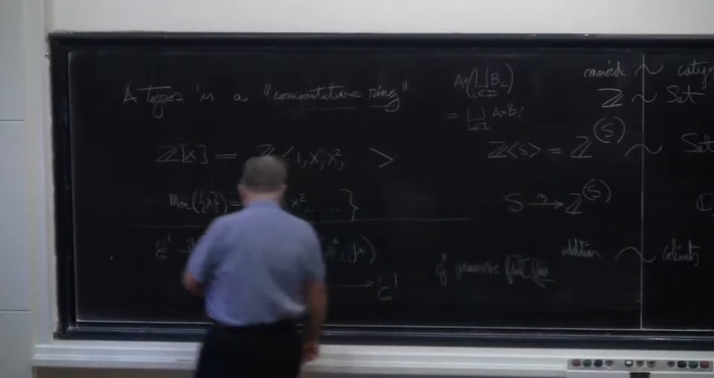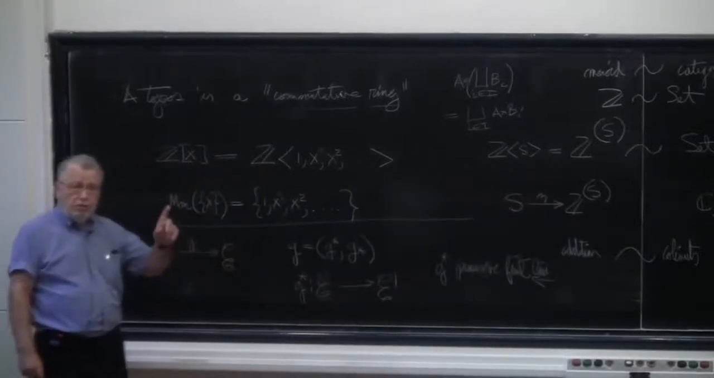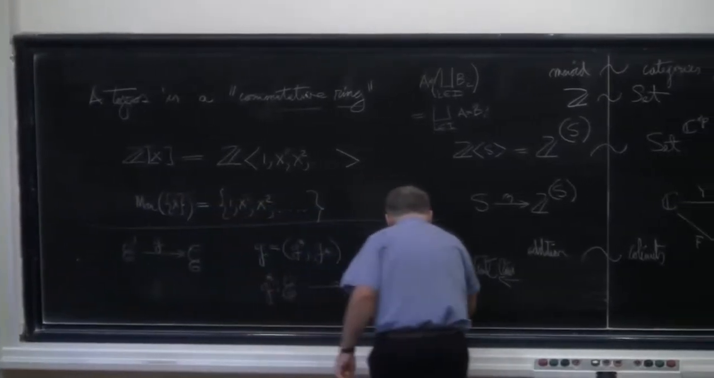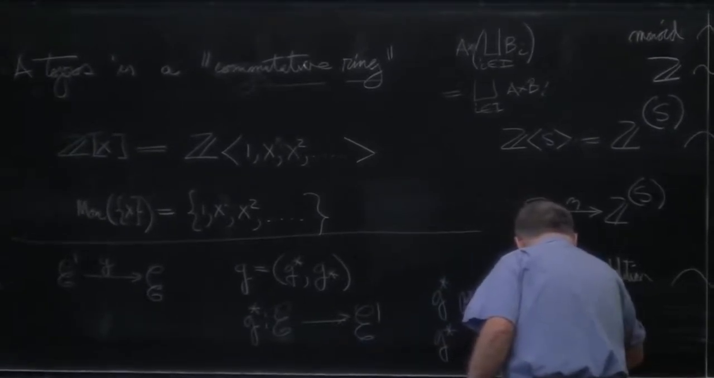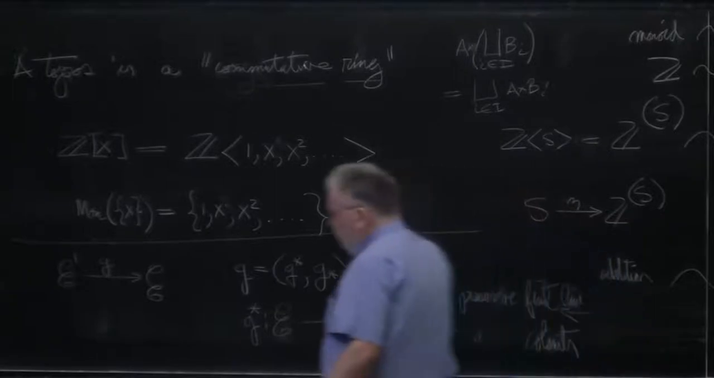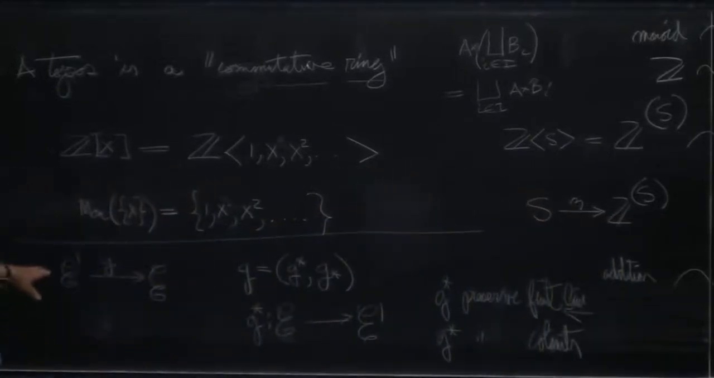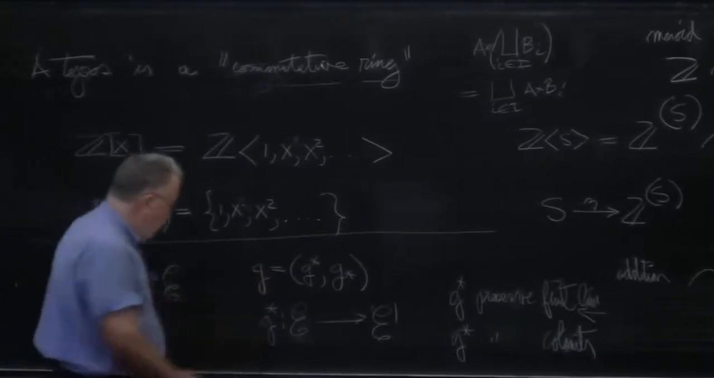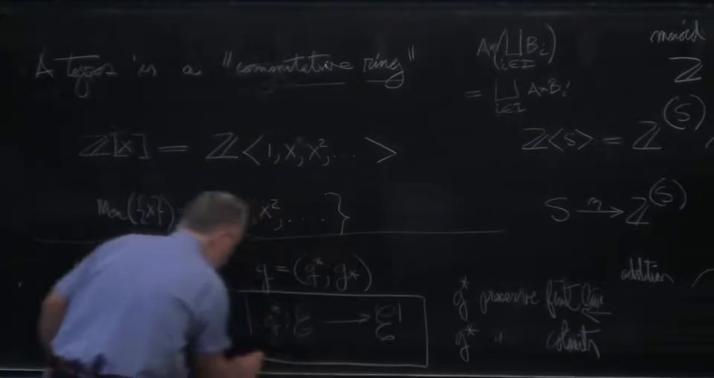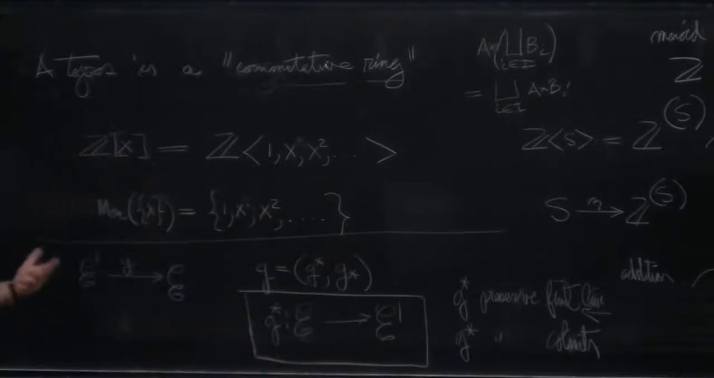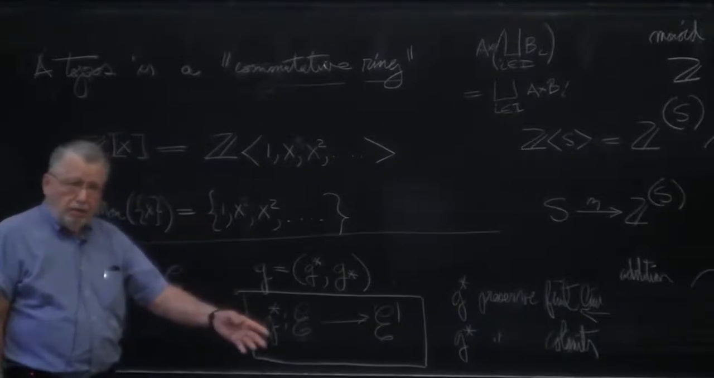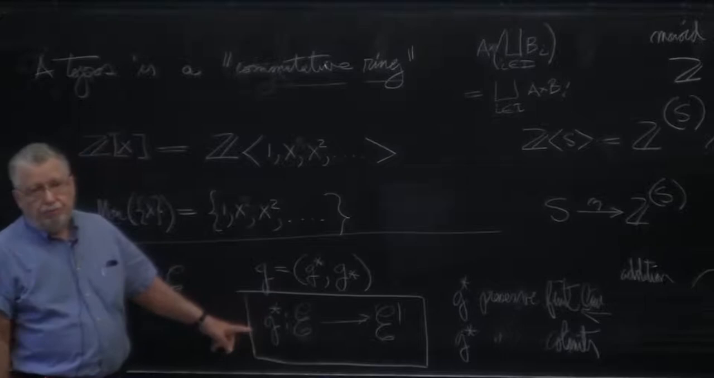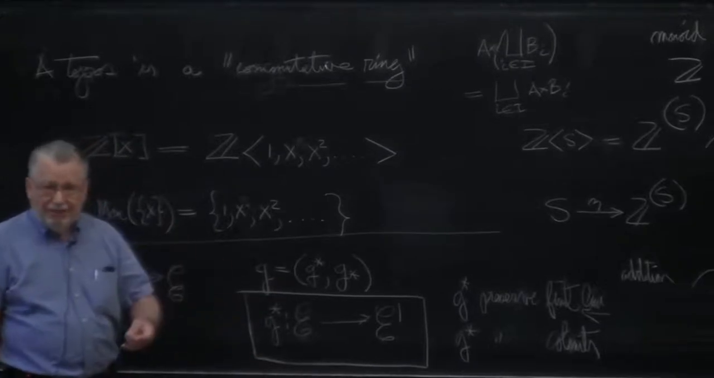It's absolutely essential that G upper star should preserve finite limits. Therefore G upper star preserves multiplication, and G upper star also preserves arbitrary coproducts, because it has a right adjoint. So, look, the geometric morphism is completely determined by this thing here, which is called the inverse image part of the geometric morphism. It goes in the opposite direction, but this functor preserves finite limits and arbitrary coproducts. So we should think of it as a ring morphism, because it preserves multiplication and addition.